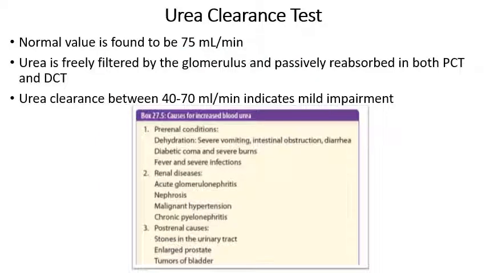So the next is the urea clearance test. The normal value is found to be 75 ml per minute. Urea is freely filtered by the glomerulus and passively reabsorbed in the proximal convoluted tubule and the distal convoluted tubule. Urea clearance between 40 to 70 ml per minute indicates mild impairment of kidney function. The causes for increased blood urea are pre-renal, renal and post-renal conditions, which we have already learned in our theory classes. Please go through that.